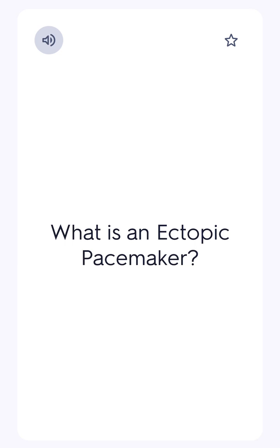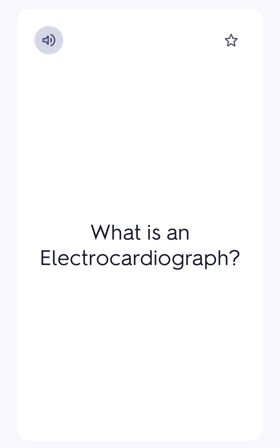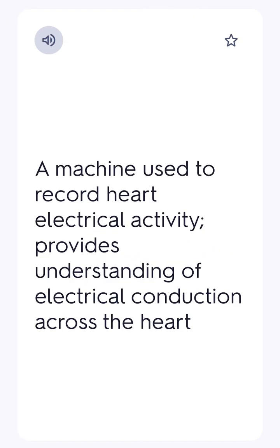What is an ectopic pacemaker? Abnormal area of myocardium, which becomes the pacemaker. What is an electrocardiograph? A machine used to record heart electrical activity. Provides understanding of electrical conduction across the heart.